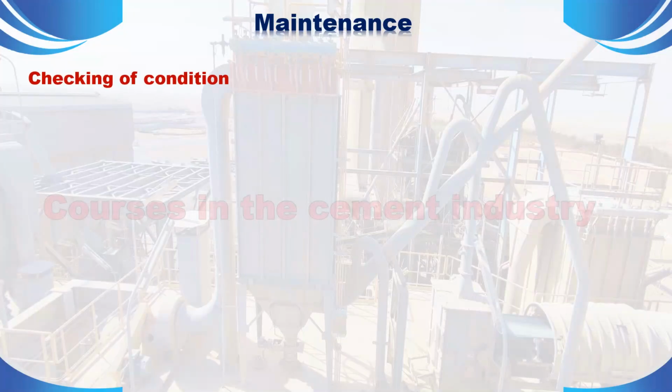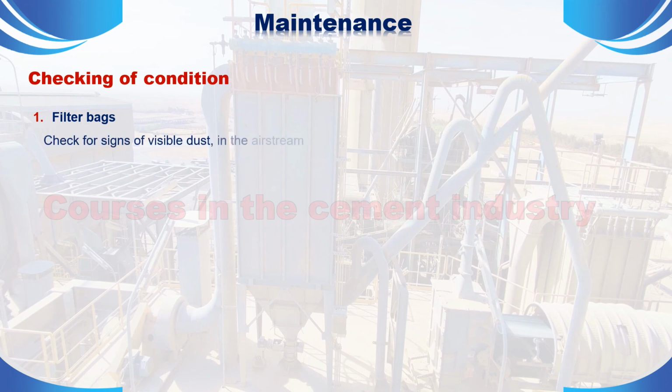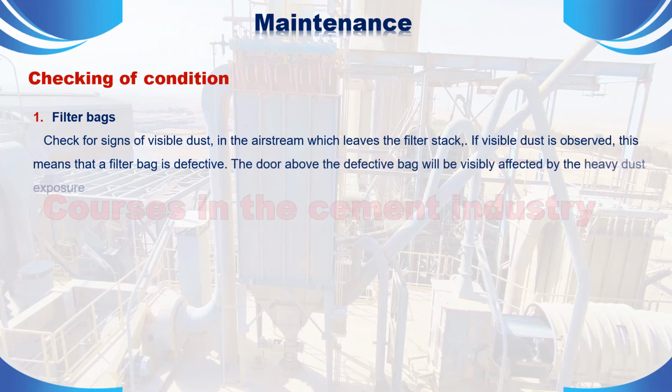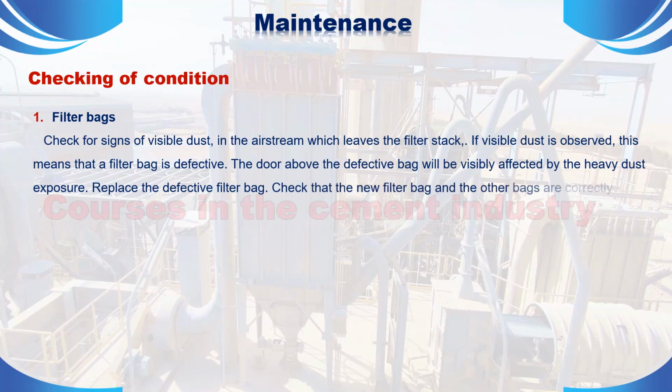Checking of condition. 1. Filter bags. Check for signs of visible dust in the air stream which leaves the filter stack. If visible dust is observed, this means that a filter bag is defective. The door above the defective bag will be visibly affected by the heavy dust exposure. Replace the defective filter bag. Check that the new filter bag and the other bags are correctly attached to the perforated plate.